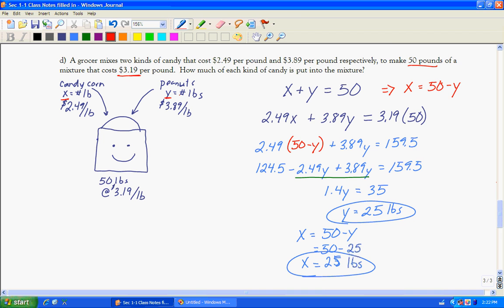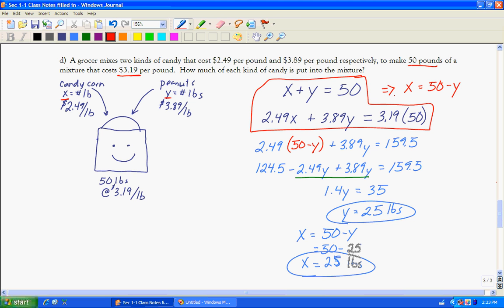So we need a system of equations, and we know that the amount of candy corn and peanuts is equal to 50 pounds. So that's x plus y is equal to 50. And then we need an expression to represent the cost. Well, it's $2.49 for the candy corn plus $3.89 for the number of pounds of peanuts, and that's going to equal our mixture price of $3.19 at 50 pounds. So there's our system of equations.